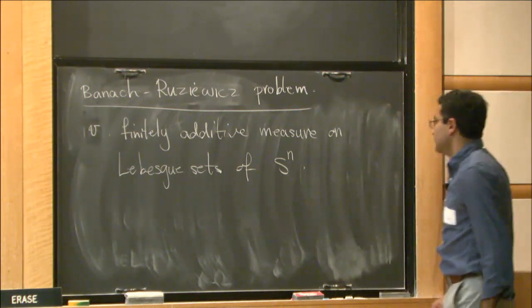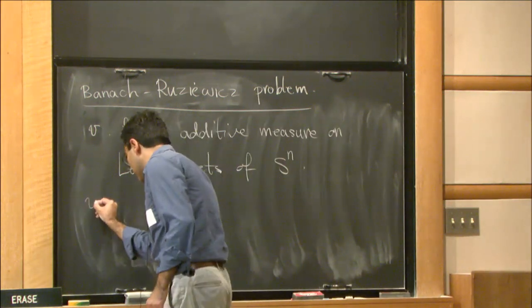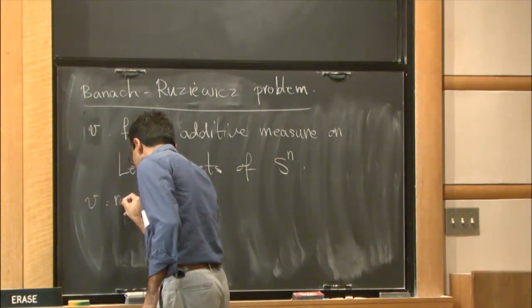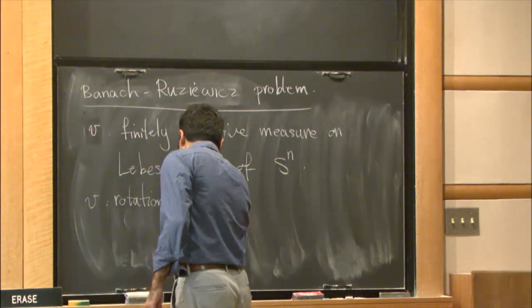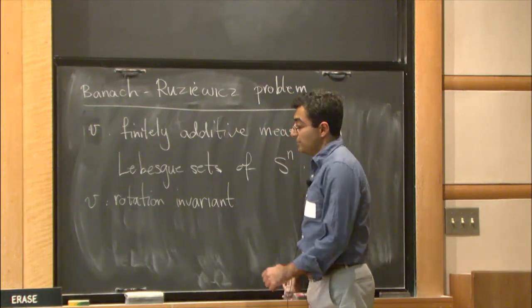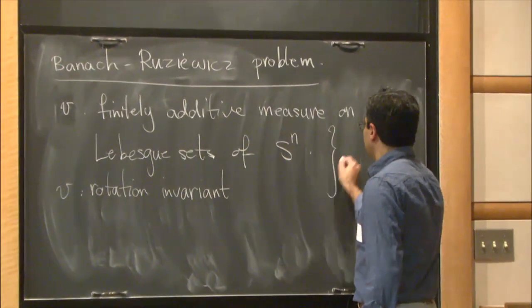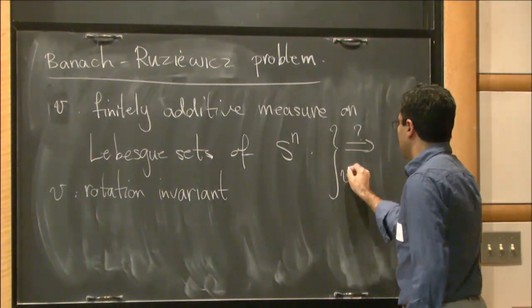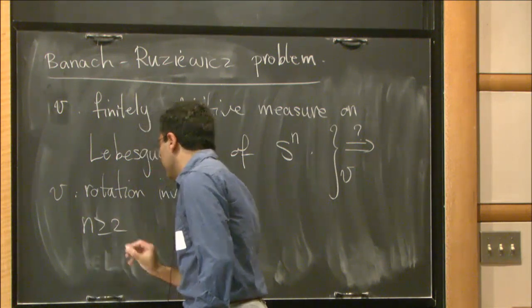So nu is a finitely additive measure on Lebesgue sets of S^n, and the assumption is that nu is rotation invariant. Then the question is, does it imply that it is the Lebesgue measure? n should be at least 2.